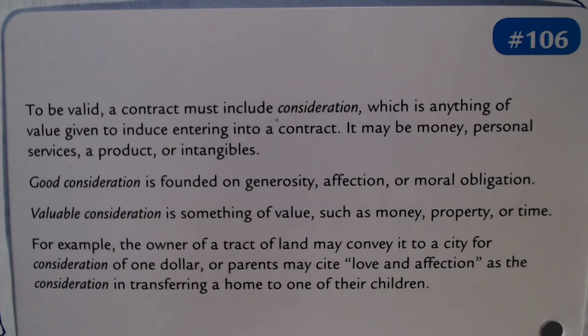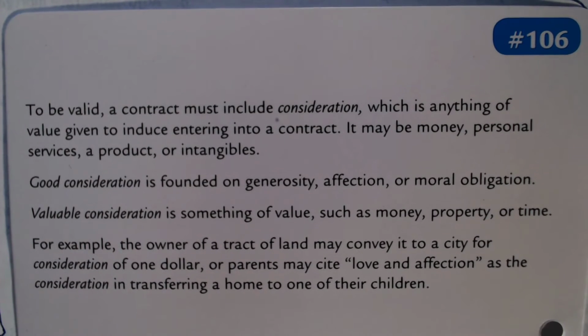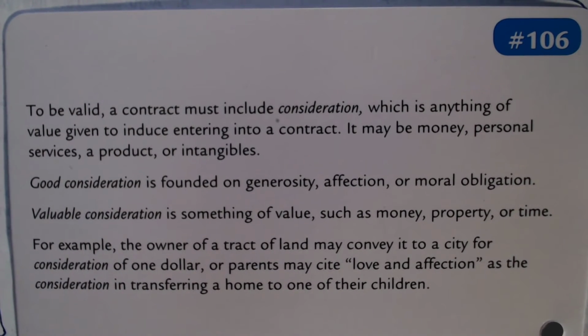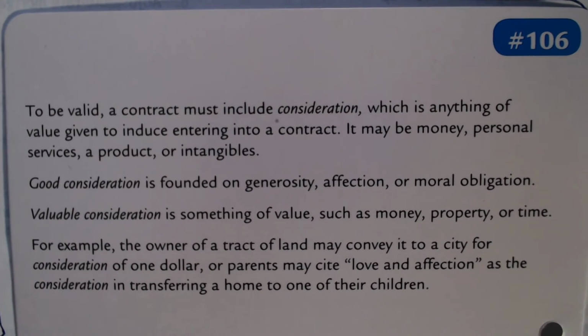For example, the owner of a tract of land may convey it to a city for consideration of $1, or parents may cite love and affection as a consideration in transferring a home to one of their children. Love and affection. That's nice, huh?